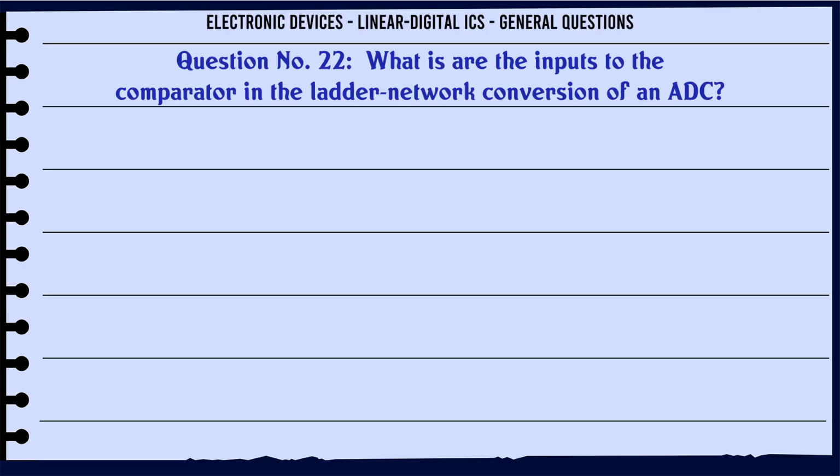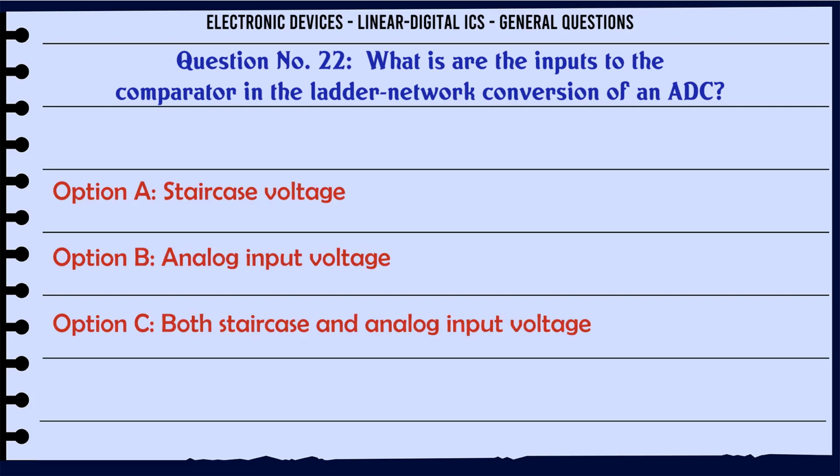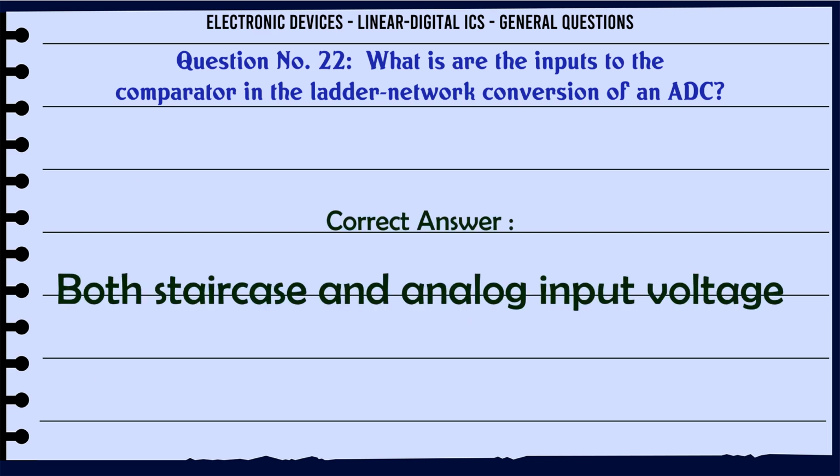What are the inputs to the comparator in the ladder network conversion of an ADC? A. Staircase voltage, B. Analog input voltage, C. Both staircase and analog input voltage, D. None of the above. The correct answer is both staircase and analog input voltage.